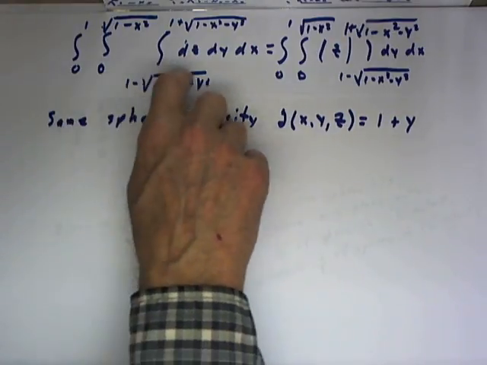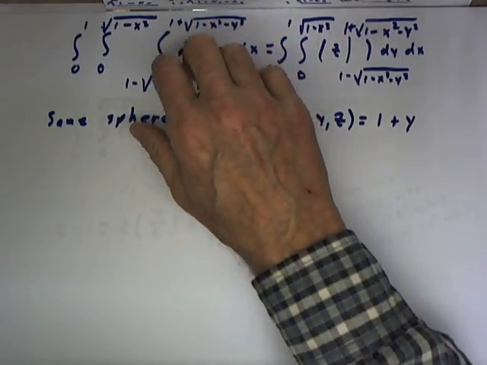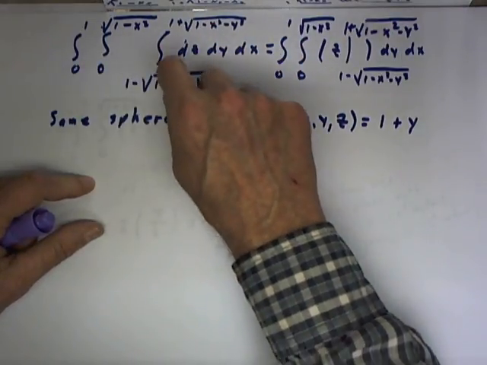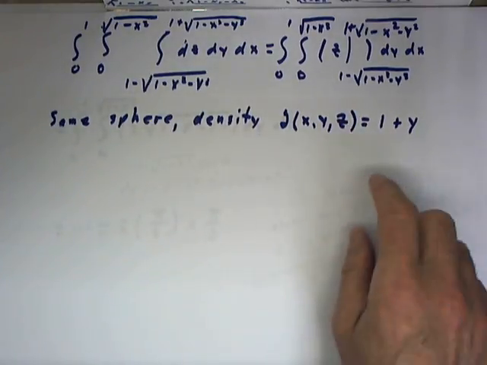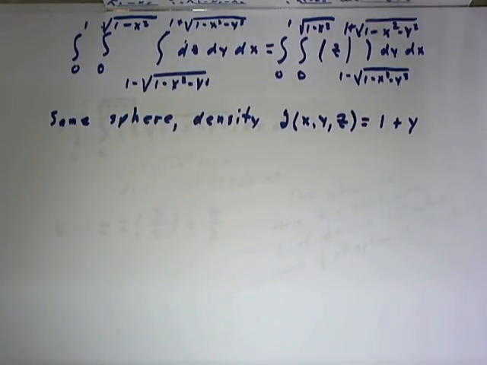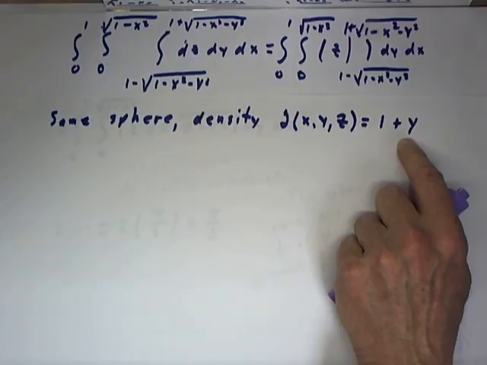Now let's consider the same sphere. This integral won't necessarily hold and this integral won't necessarily hold, but we're going to have the same limits on the integral because it's the same sphere. We're going to assume a mass density function, delta of x, y, z, just equal to 1 plus y.